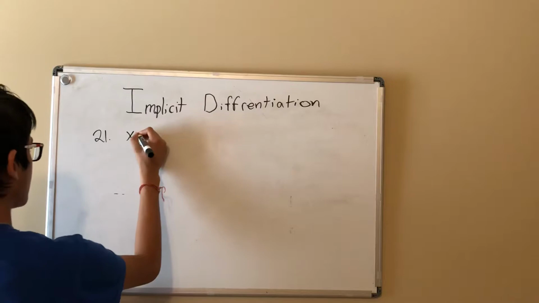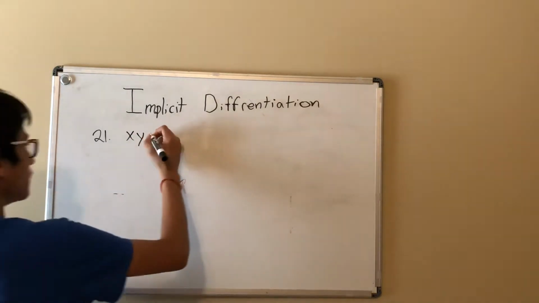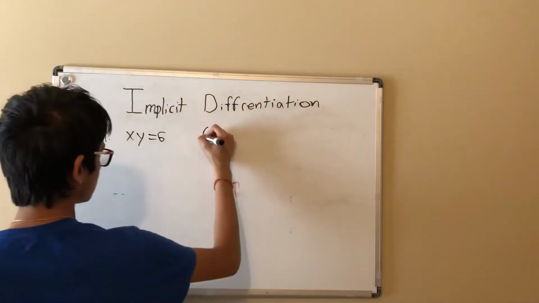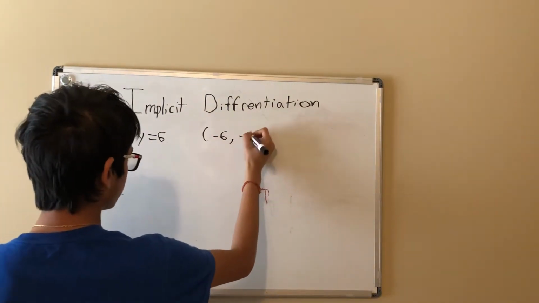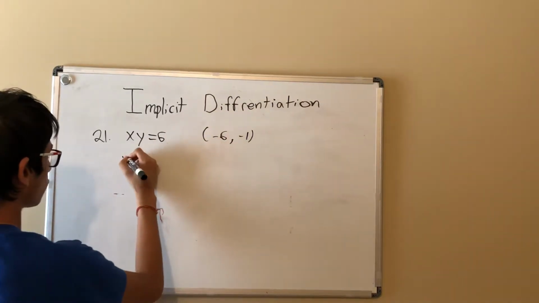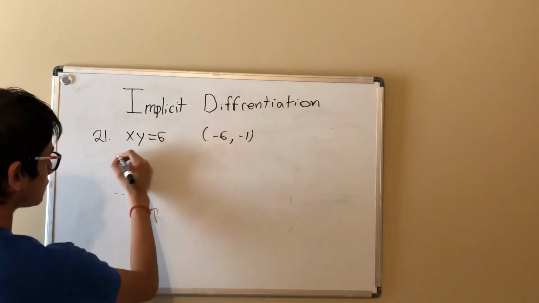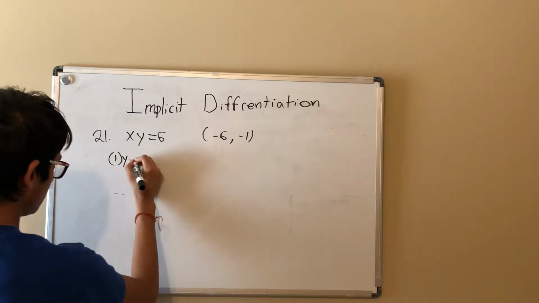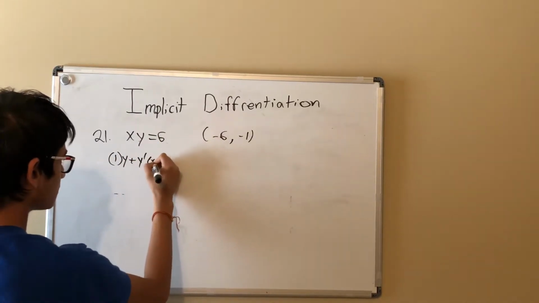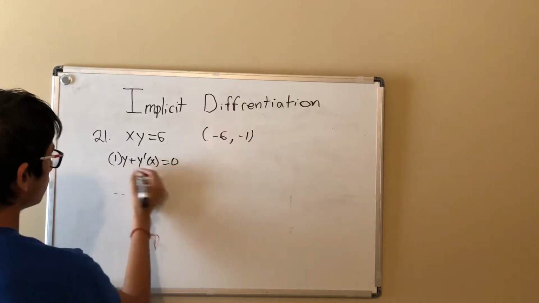So it says xy equals 6 at (-6, -1), right? So first thing that we need to do is take the derivative of both sides, right? So then you get y, the derivative of x, plus the derivative of y, y prime, times x equals 0.